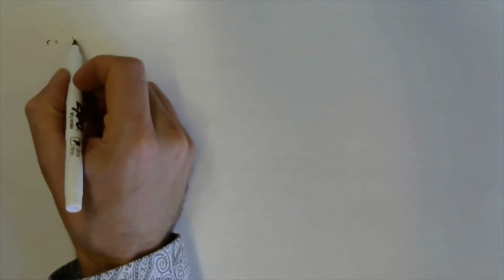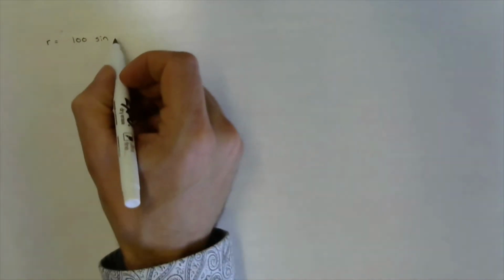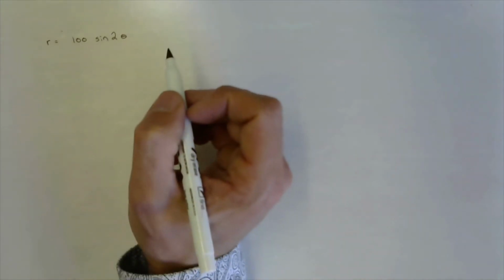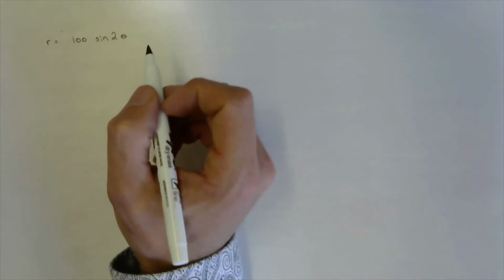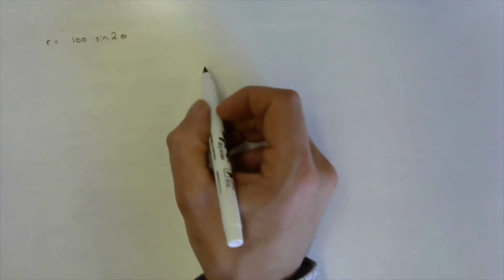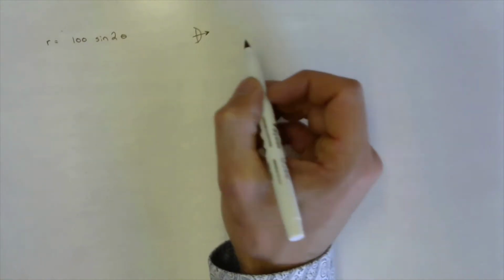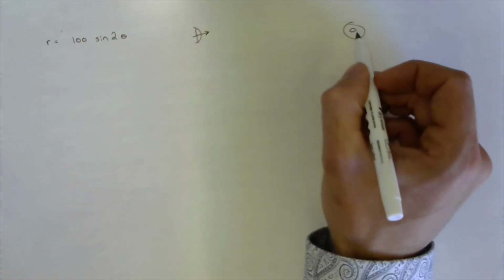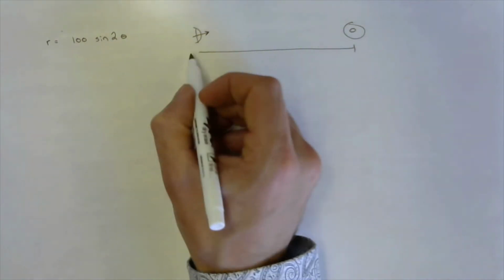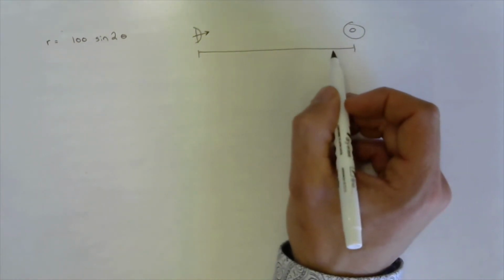In example 4, we have a somewhat real-world application. The range of an arrow shot from a particular bow can be modeled by the equation r equals 100 times the sine of 2 theta, where r is the range in meters. So range as in, here's the bow and arrow. Here's the target. And this is what we want. Distance, in this case, is the range.